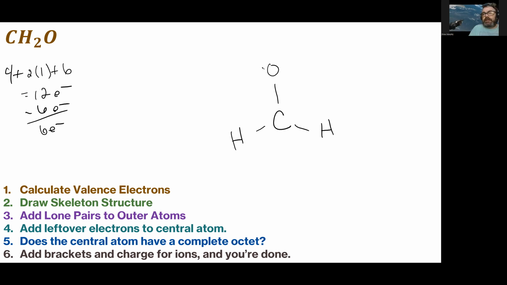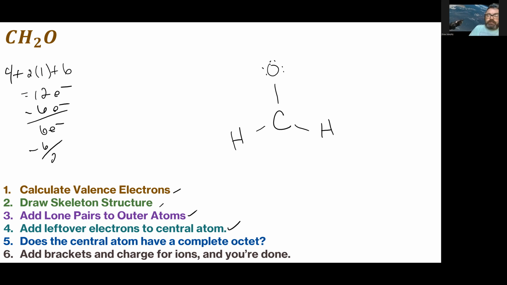Outer atoms need an octet. 2, 3, 4, 5, 6, and the bond makes 8. Hydrogen's okay with 2, so this is good. So we did this, we did this, we did this. Add leftover electrons to the central atom. We don't have electrons left over.